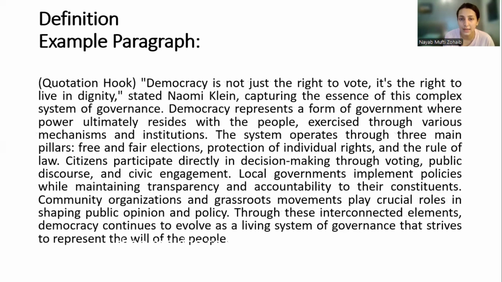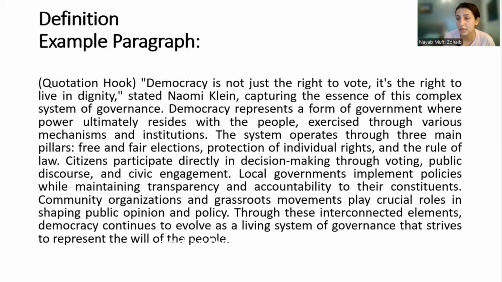Then moving towards the second type, that is definition. Definition is another example of writing an expository paragraph. So we start with a simple definition. Democracy is not just a right to vote, it's a right to live in dignity, a stated claim capturing the sense of this complex system of governance. Here we use the hook quotation.